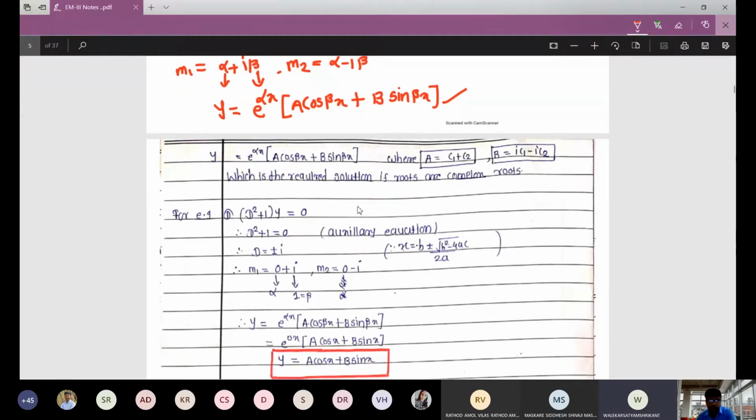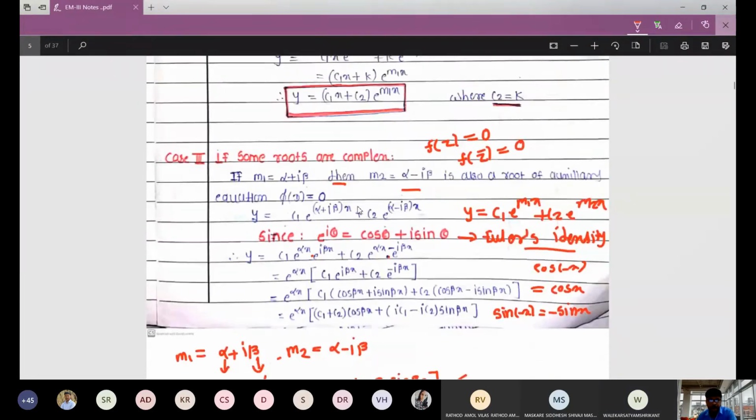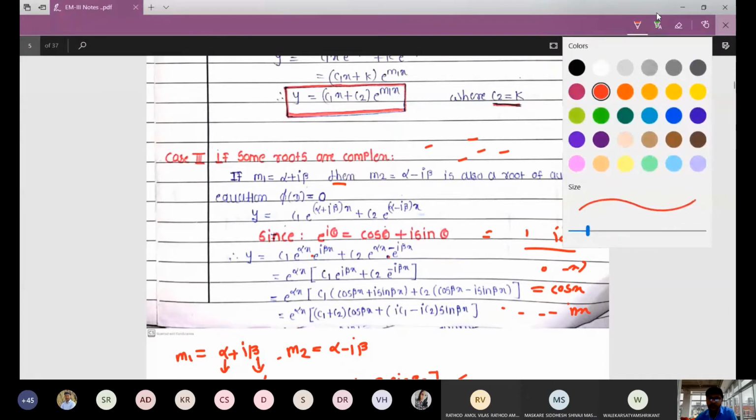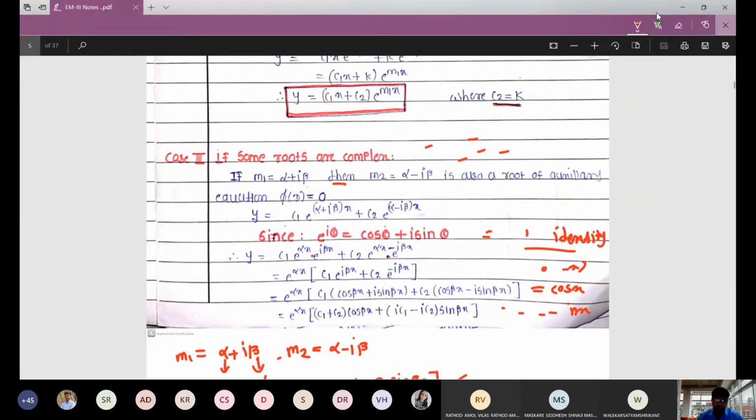Okay, let me go through it once again. I think some part you are not getting. Okay, student, actually case number 3 is very simple as compared to other cases. If you have complex roots m1 equal to alpha plus i beta, then by default you are going to get its complex conjugate as also a root.